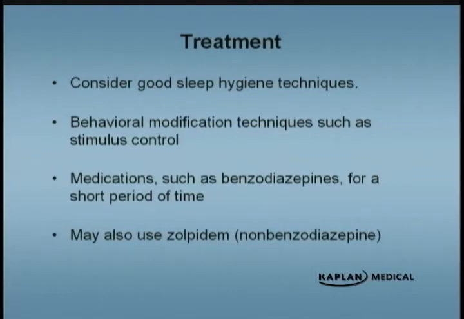Once you've clearly identified the patient as having insomnia, then try to go over good sleep hygiene techniques. Make sure the patients don't eat a heavy meal before they go to bed. Make sure they don't drink a lot of fluids. Stay away from alcoholic beverages. Stay away from caffeinated beverages. Make sure the room is dark. Make sure the bed is comfortable. Make sure the temperature is comfortable. And these are the things that could help people go to sleep.